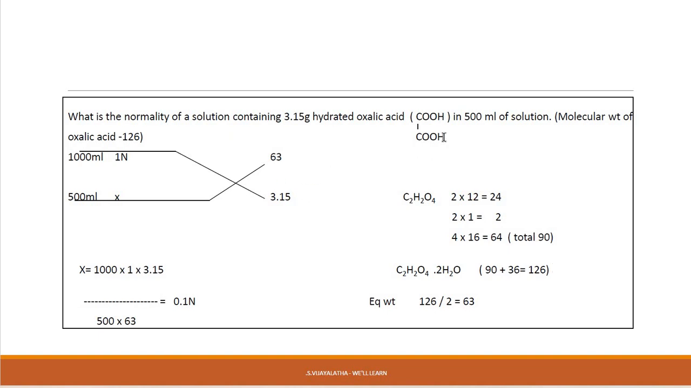And now we know that we have two replaceable H here. So the equivalent weight will be 126 by 2, which is 63. So for 1000 ml, 1 normal, we are putting it as 63 grams. So for 500 ml, what is the normality? If you have 3.15 grams, use the same method of cross multiplication. So x will be 1000 into 1 into 3.15 divided by 500 into 63, which is 0.1 N. So we have now seen how the normality of a solution can be calculated, or how much we have to weigh to prepare a particular normal solution.